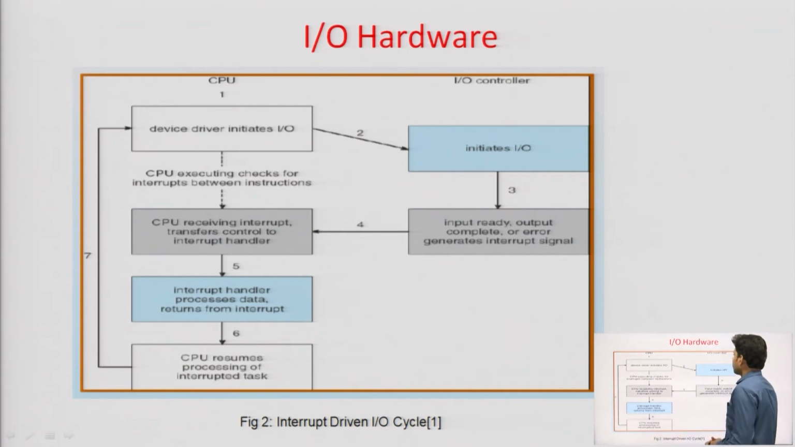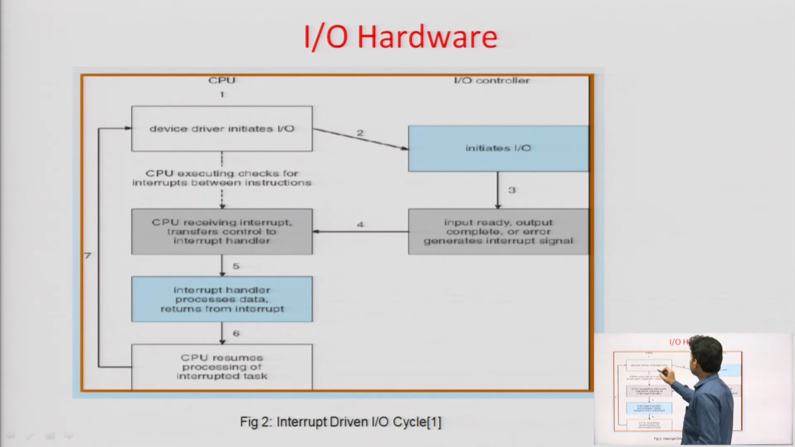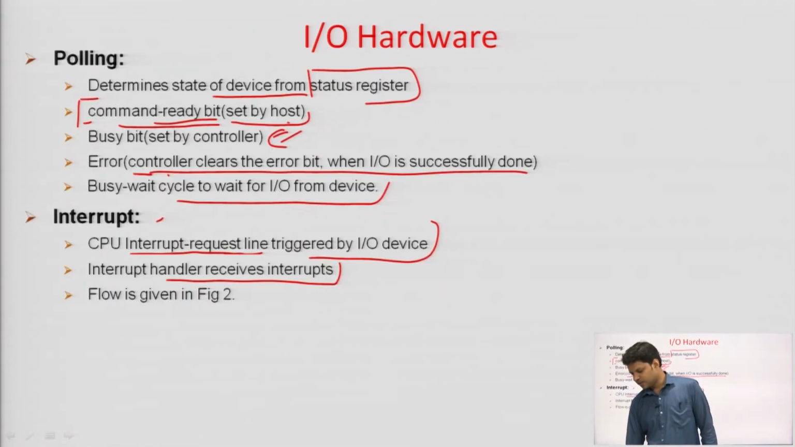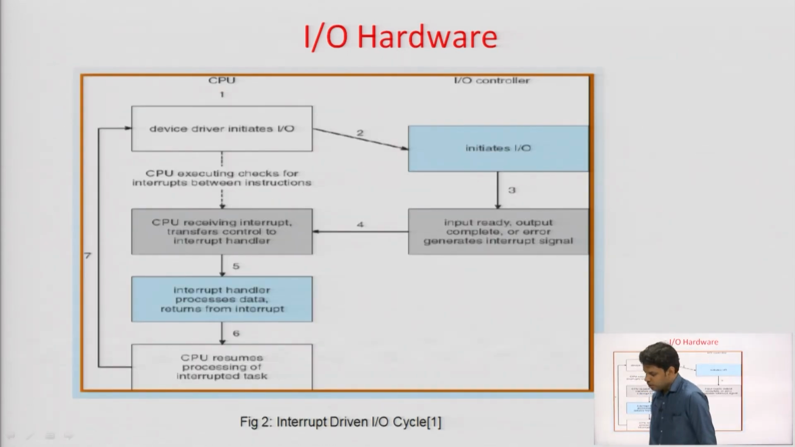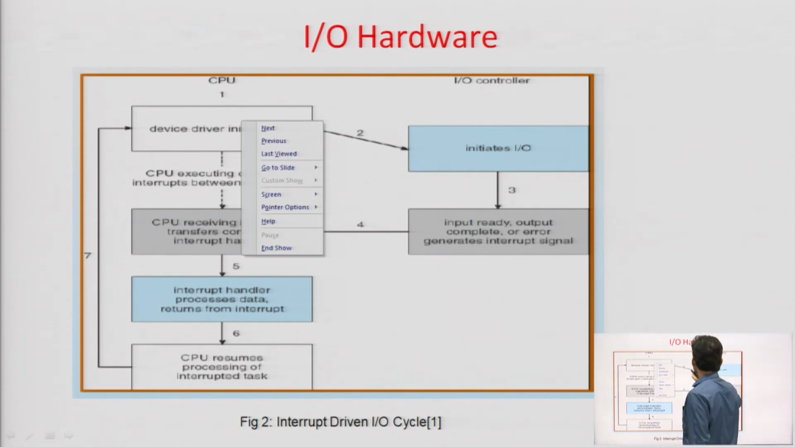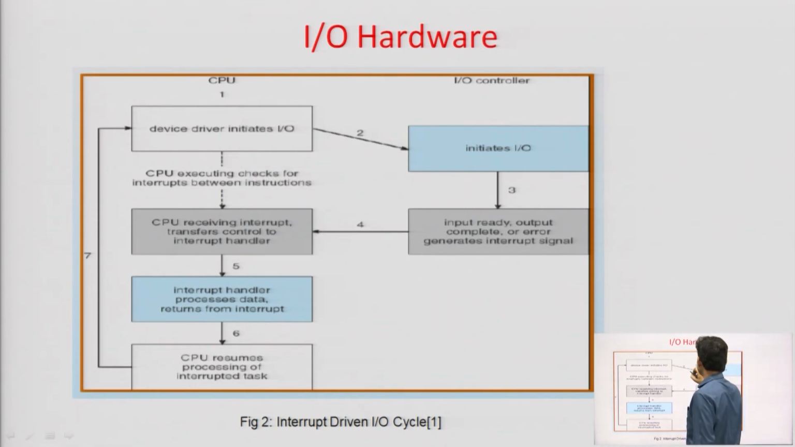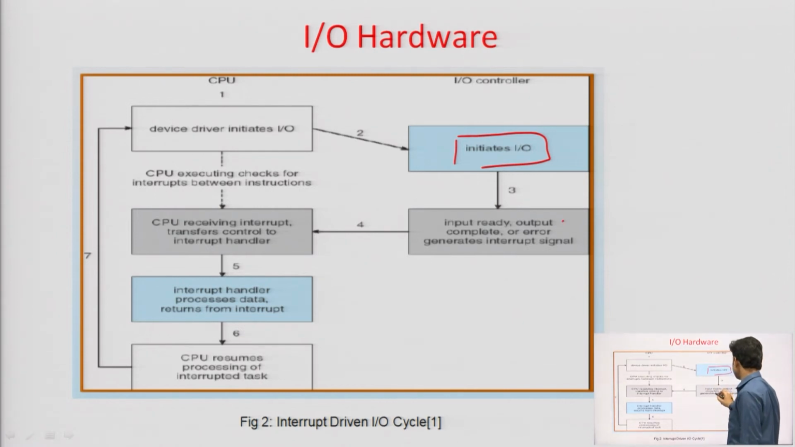So this is a diagram. Here you can see the CPU is continuously sensing the interrupt request line. If at any time any IO is initiated, it will be loaded into the interrupt request line. Whenever a device has input ready, output complete, or an error, it generates an interrupt signal. So if any of these possibilities happens, an interrupt will be generated.